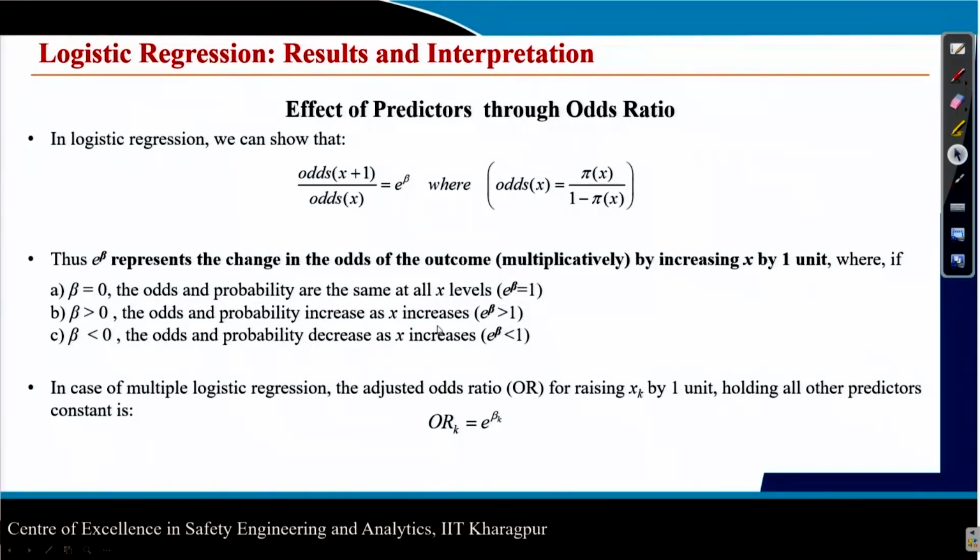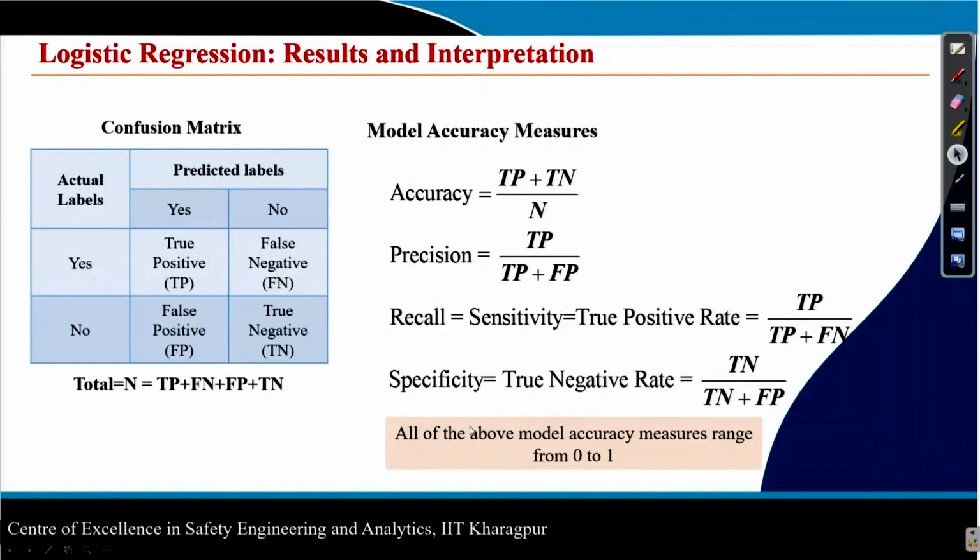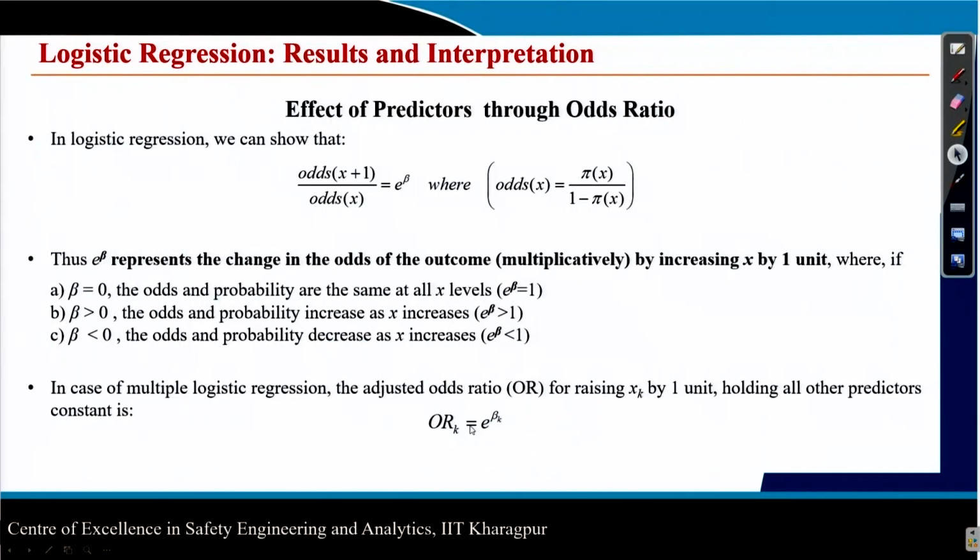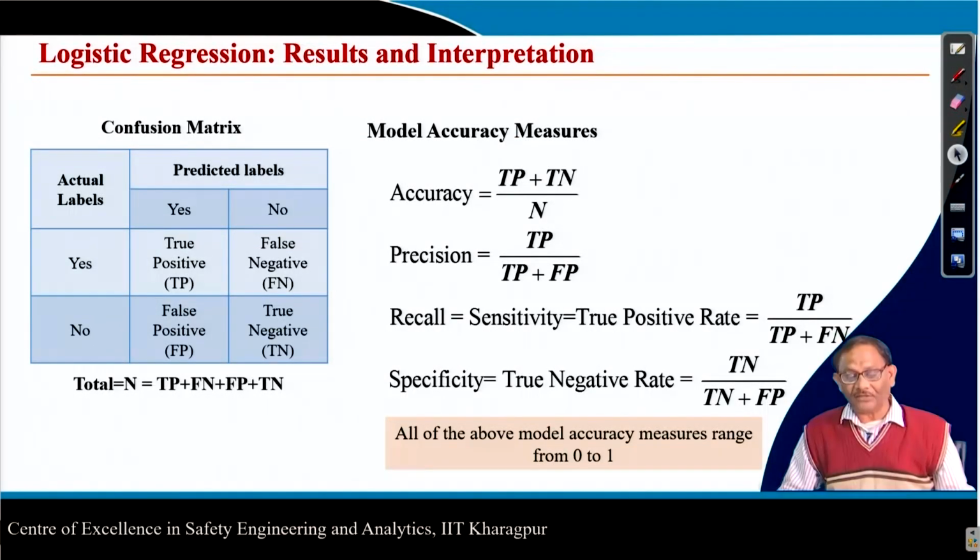When we have more than one predictor variable, you use the term k, odds ratio k, meaning for the predictor variable k, but the interpretation is similar. Okay. So, with this I now go to another kind of measure for the classification problem.